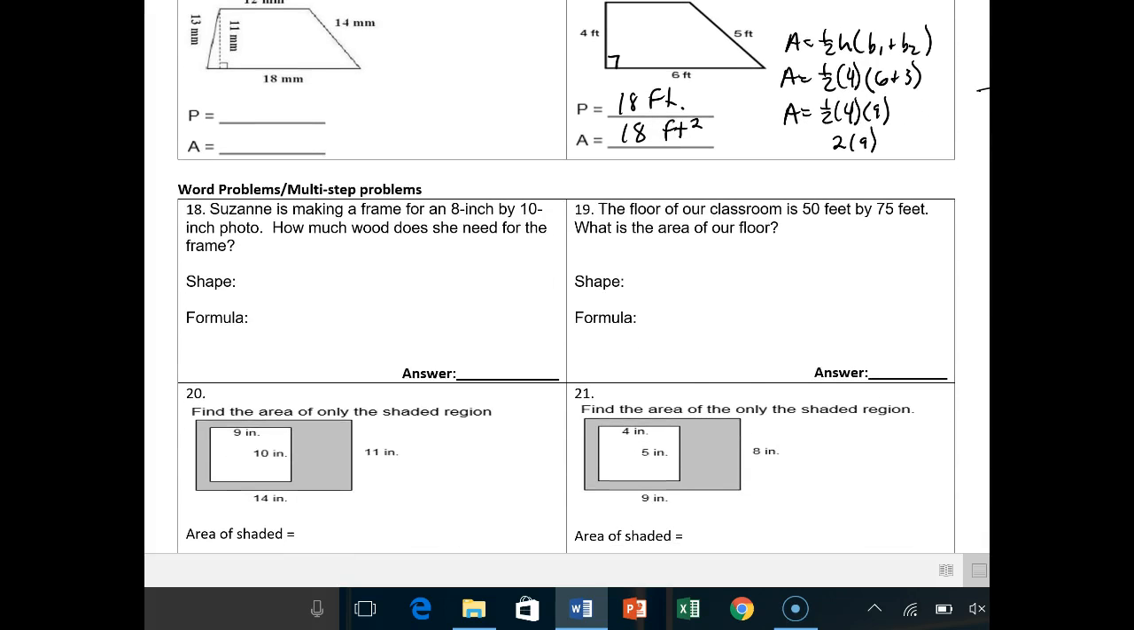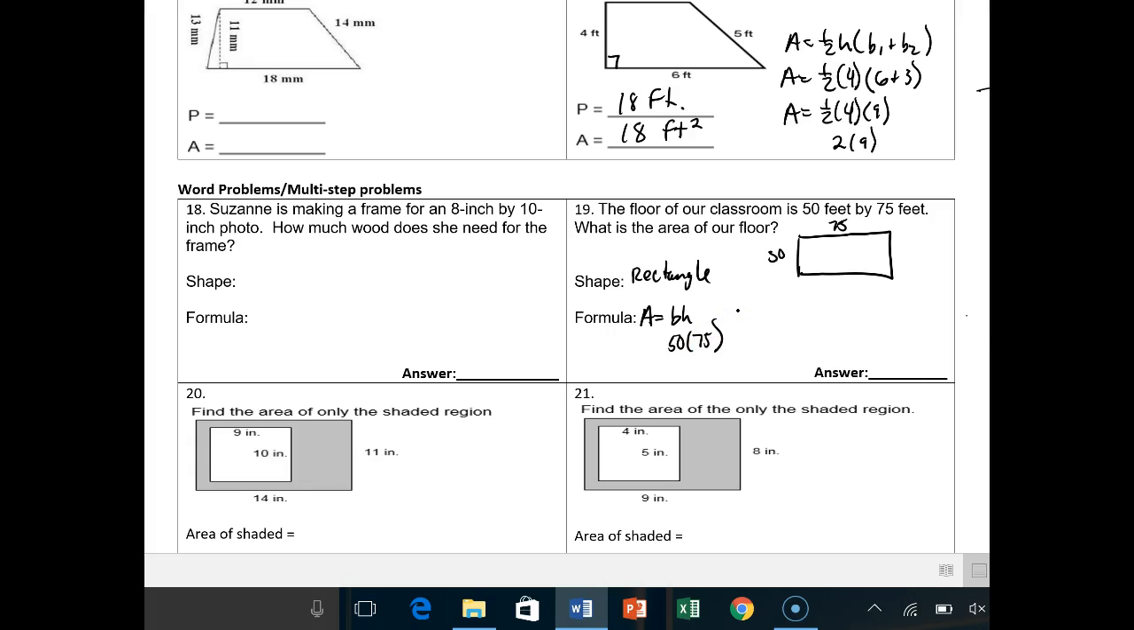Number 19, the floor in our classroom is 50 by 75. What is the area of our floor? So basically, if you just drew a picture, you say, okay, 50 by 75. Oh, we're working with a rectangle. The formula is area is equal to base times height. Area is equal to 50 times 75.